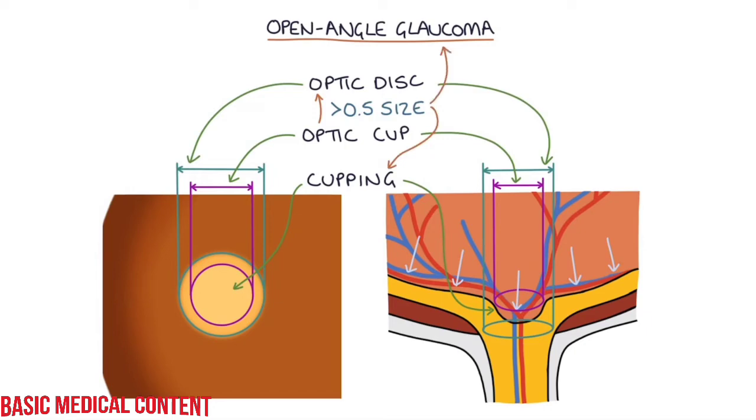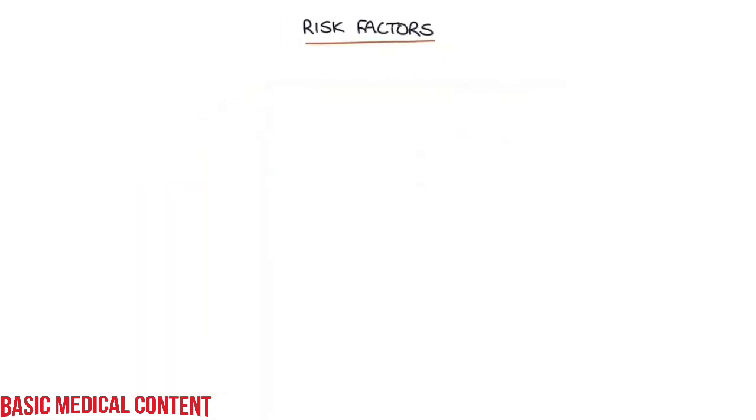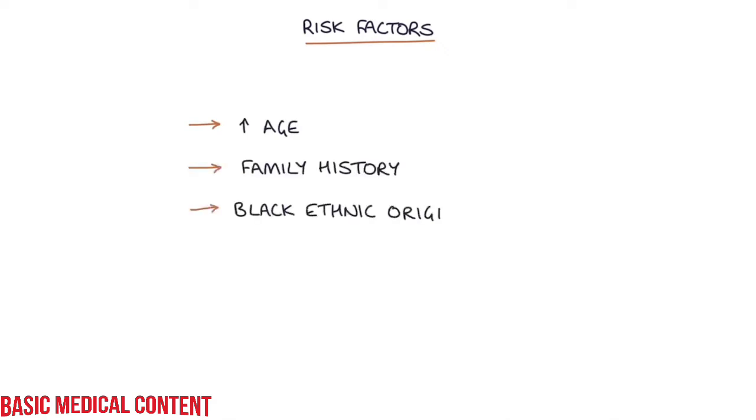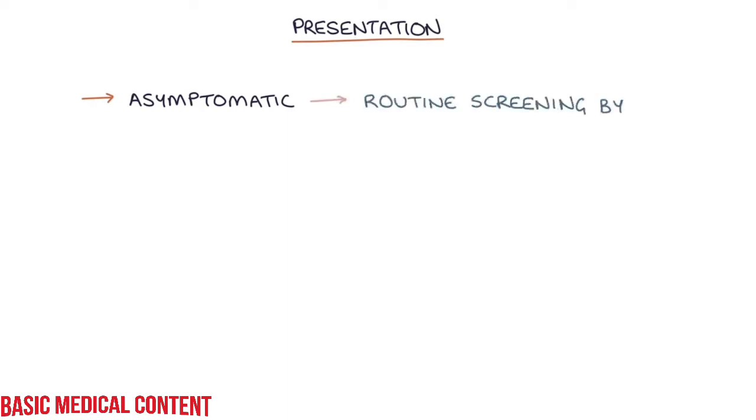So what are the risk factors for open-angle glaucoma? Well, increasing age, family history, black ethnic origin, and nearsightedness, which is called myopia, are all key risk factors to remember for your exams. Let's talk about the presentation of open-angle glaucoma. Often the rise in intraocular pressure is asymptomatic for a long period of time. It's usually diagnosed by routine screening when they attend an optometry appointment for an eye check. So whenever you get your eyes checked at the optometrist, they check the intraocular pressure to see whether there's any possibility you've developed glaucoma.